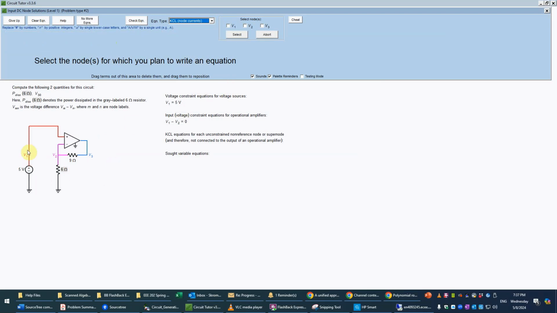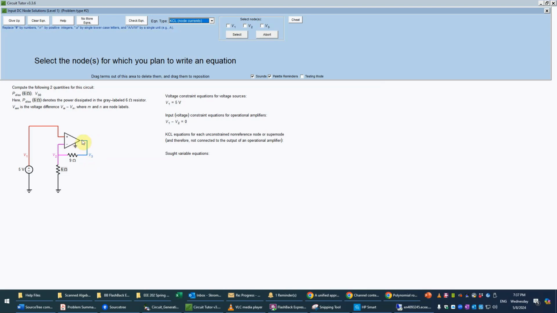And we'll observe, first of all, that we cannot write a KCL equation for node 1 because it has a voltage source attached, namely the 5-volt source, whose current we do not know a priori. Although, well, we kind of do here. It's going to be 0 because there's no current going through the positive terminal of the op-amp. So it's actually 0. But in any case, we don't write a KCL equation there because we don't need it.